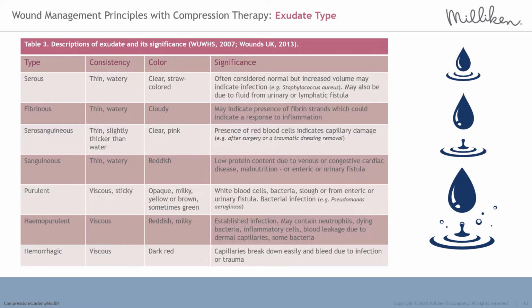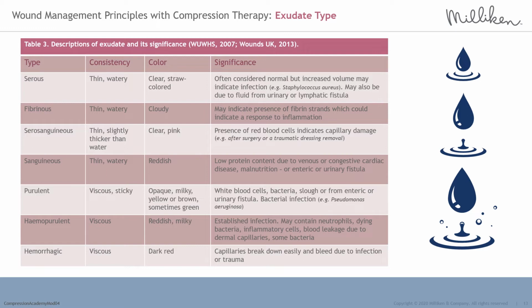to inflammation. Serosanguinous. This is thin, slightly thicker than water, clear and pink. The presence of red blood cells indicates capillary damage, for example after surgery or a traumatic dressing removal. Sanguinous. Thin, watery, reddish. Low protein content due to venous or congestive cardiac disease, malnutrition or enteric or urinary fistula.